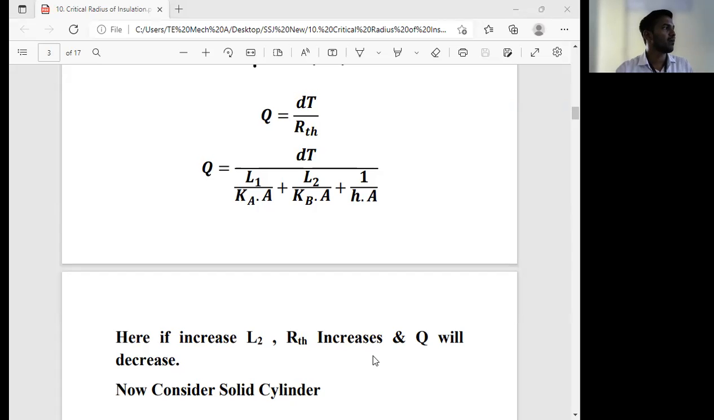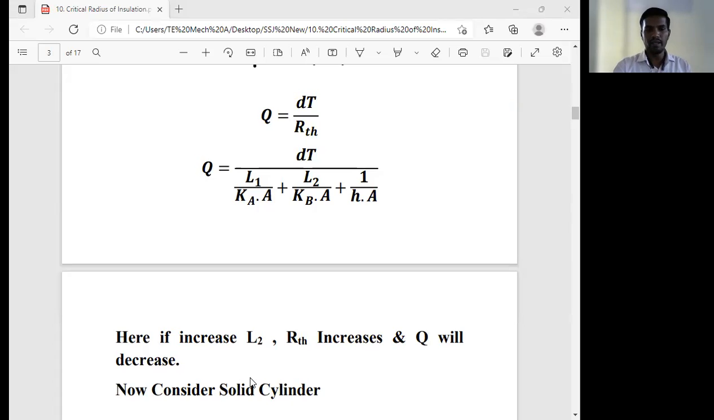समजलंय? म्हणजे आपण काय म्हणतोय, जर आपण इन्सुलेशनची साईज वाढवत गेलो तर रेजिस्टन्स इन्क्रीज होणार आहे. आणि रेजिस्टन्स इन्क्रीज झाला की रेट ऑफ हीट फ्लो डिक्रीज होणार आहे. म्हणजे इन्सुलेशन लावल्यामुळे रेट ऑफ हीट फ्लो डिक्रीज होणार आहे. OK, so write down that things.